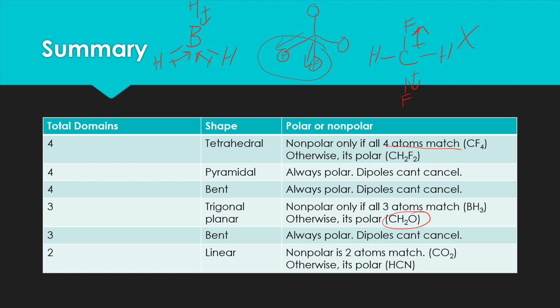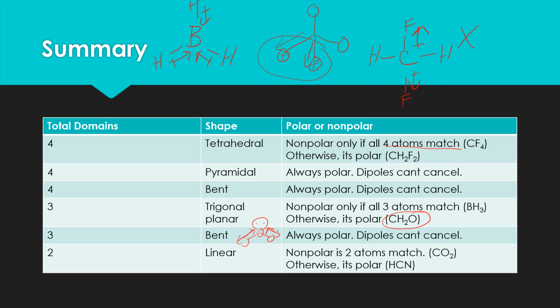All right. The bent shape, the one that has 3 electron domains, so where it's the 2 bonds on our central atom and then that lone pair, that one is always going to be polar. So either the dipoles are pointing towards your central atom or they're pointing away from your central atom and they're reinforcing each other. They're not opposite of each other. They cannot cancel out. So always polar.